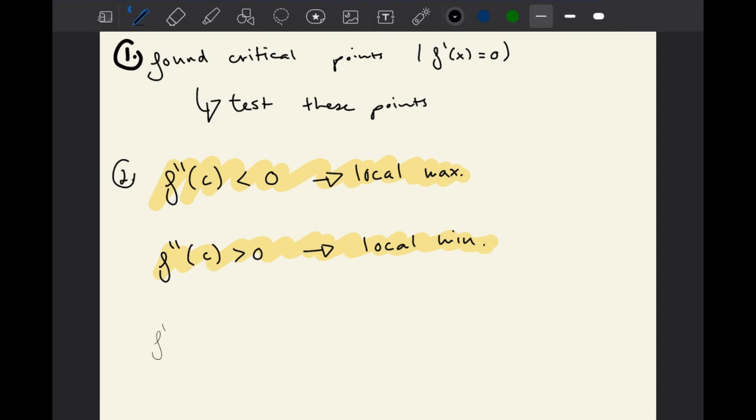What is to be said is if your f prime prime at your critical point is 0, this is inconclusive. It could be an inflection point. It's not a local max and it's not a local minimum, but this is a video for another time.